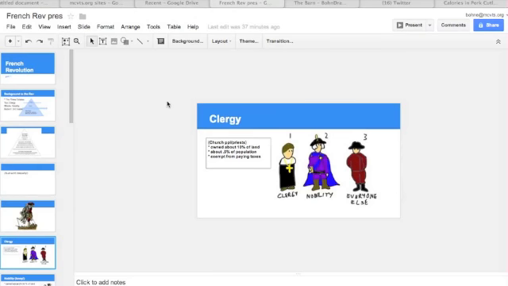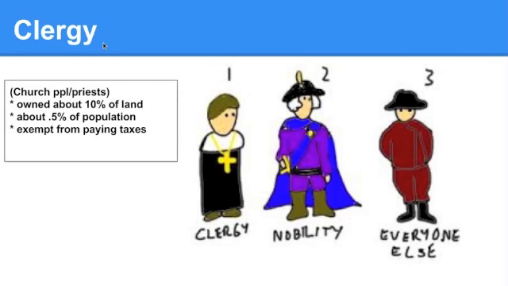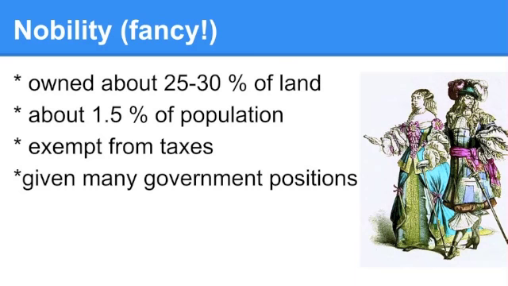Now the clergy was the first estate. A little mistake here, I apologize. The clergy was only about 10,000 people. Some of them were poor and supported the revolution, but not much. And the clergy were church people, like say the priests and bishops. And the church owned about 10% of the land in France, and they were only about 0.5% of the population.